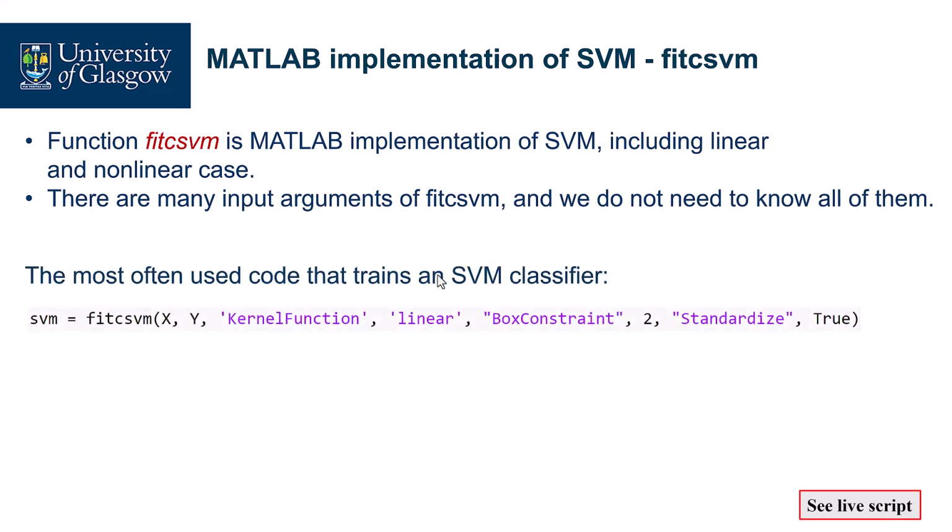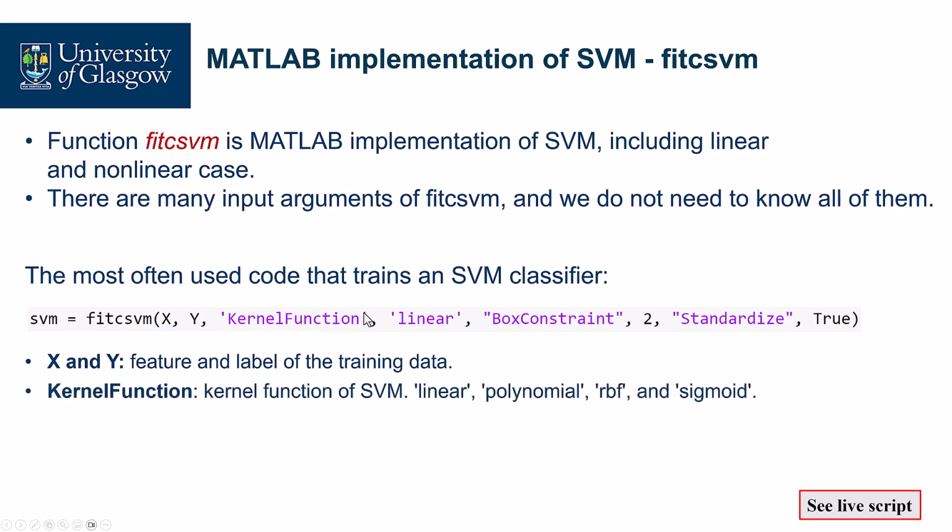Here I provide the most frequently used code to train an SVM classifier. We can see this is the object, fitcsvm, x, y. x is the feature and y is the label of the training data. The second one is the kernel function. The kernel function is what we have just discussed, right? It can be linear, polynomial, RBF or sigmoid, to transfer from a low dimensional to high dimensional space. Then the box constraint.